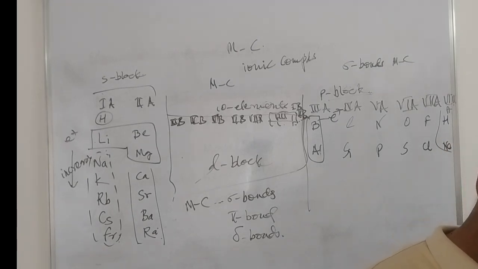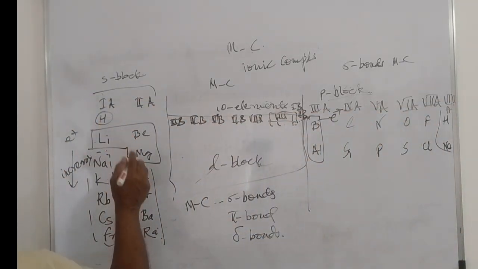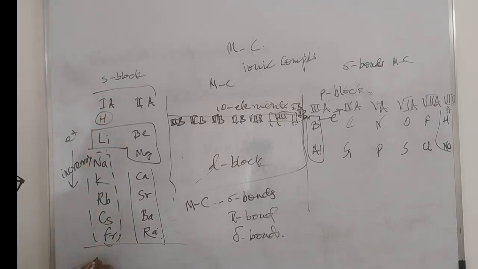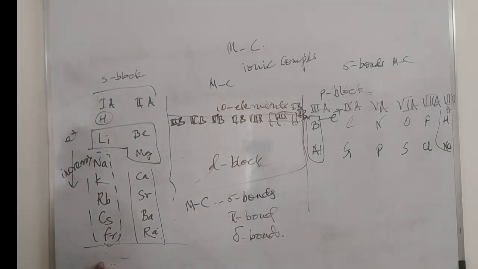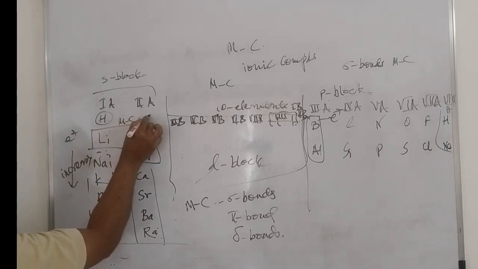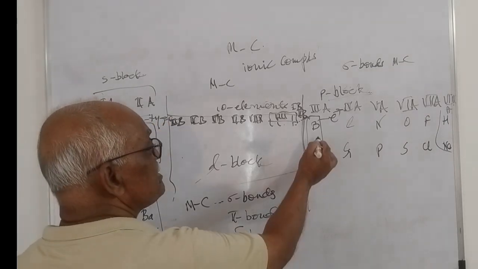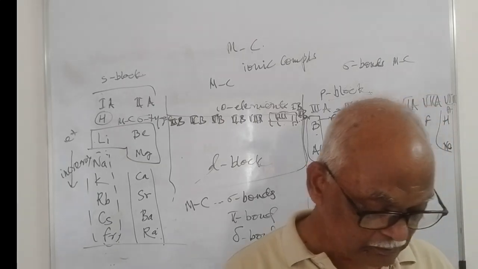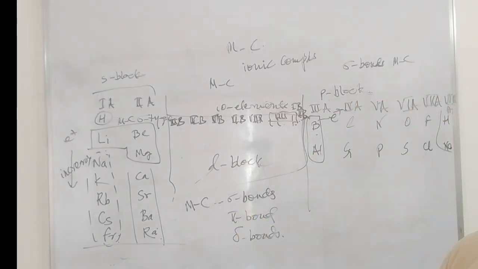So main group metals commonly form sigma covalent bonds, whereas they will form only sigma. So here the metal-carbon bond is of only sigma type. Here these are ionic. In these cases the metal-carbon bond is sigma type, and in these cases also. But D block elements have these 3 types of bonding.